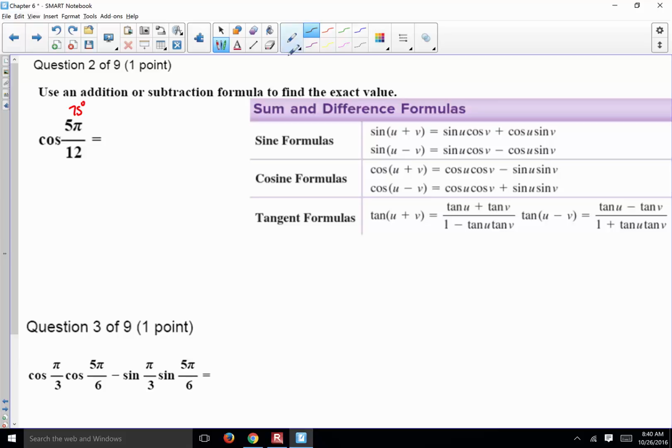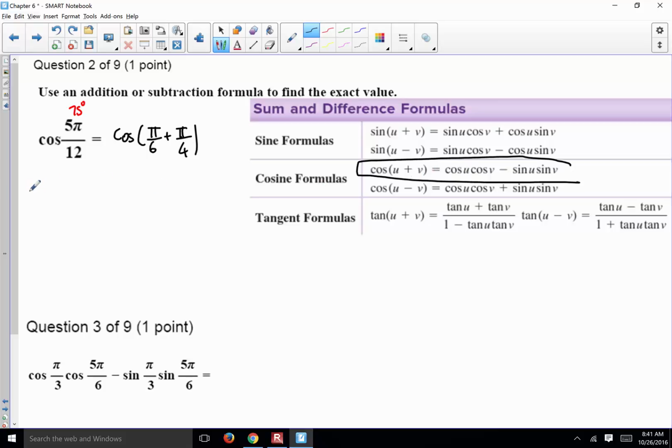That's good, 15 and 60. Question is, when you split these up, do you know cosine 15? No. 30 and 45 is a better choice. 30 is pi over 6, 45 is pi over 4. So it's the same deal, different formula. It's this one this time, right? U plus V.